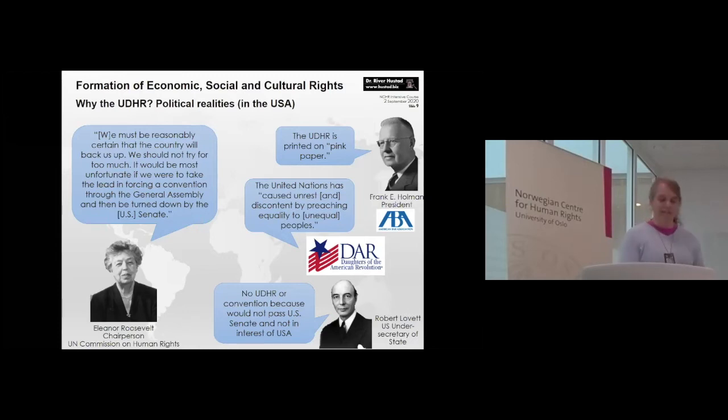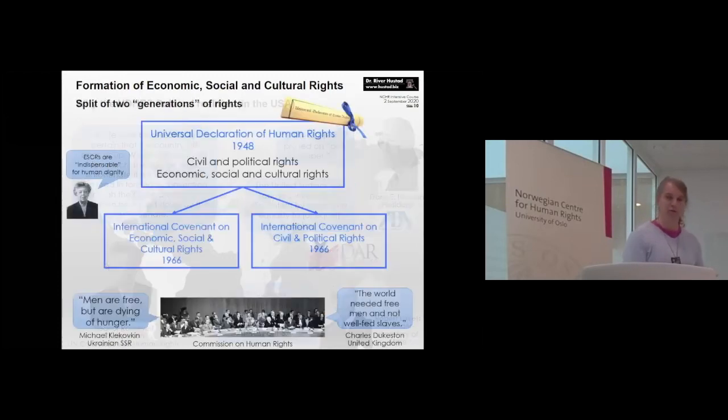So a lot has been made about the division of these rights. And in 1966, they were divided into two covenants. And there at the bottom, you see basically a synthesis of why that happened. On the one hand, the Ukrainian member of the Commission on Human Rights said men are free, but are dying of hunger. So they're free with civil and political rights, but they're dying of hunger. They have no economic, social, and cultural rights.